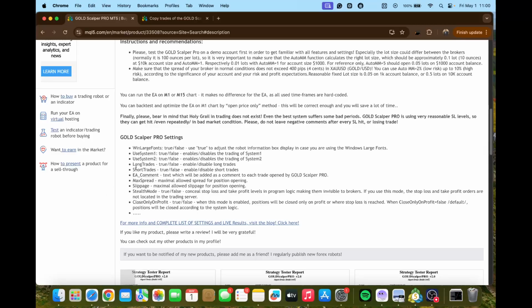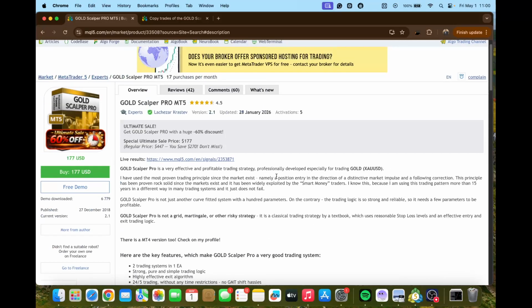And the developer stresses testing on demo first because gold lot sizes vary between brokers and they recommend low spread conditions, max 40-point spreads actually, and all of this is highlighted on this page, on the MT4 page. So he's actually very transparent with his dealings, the developer Lacezar Krastev.